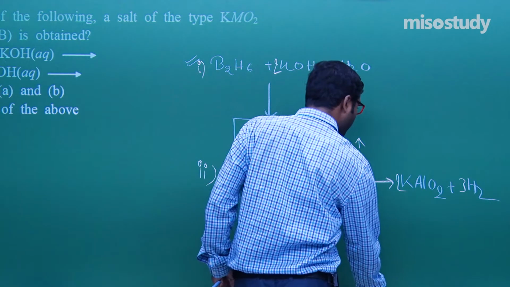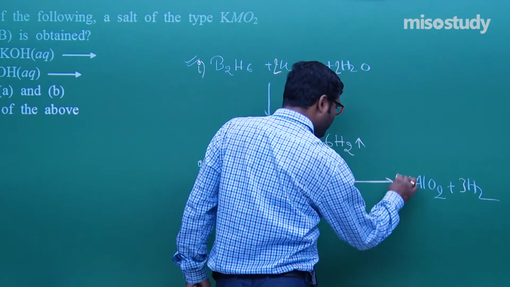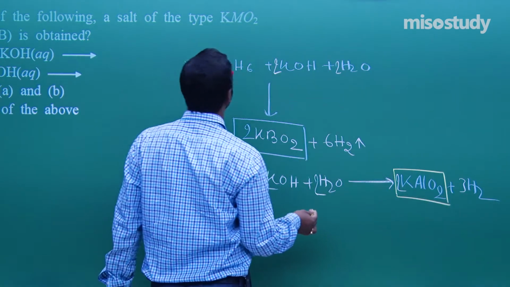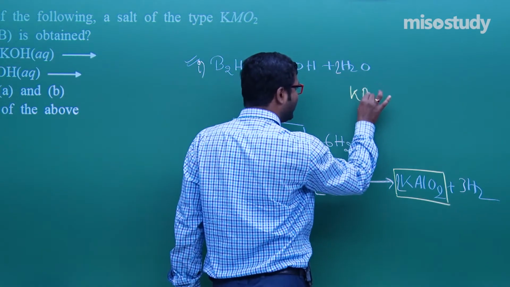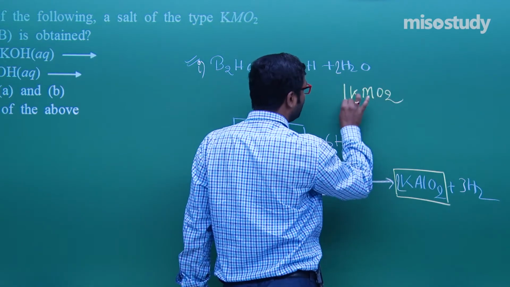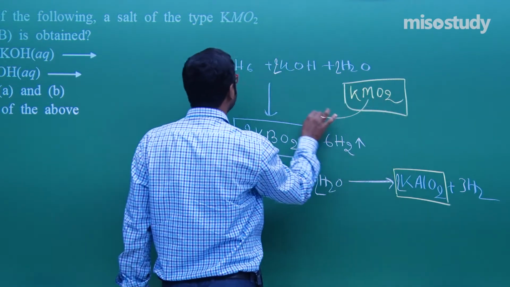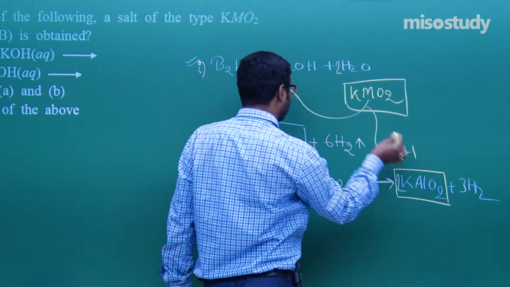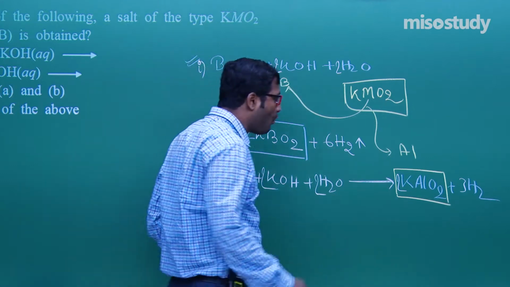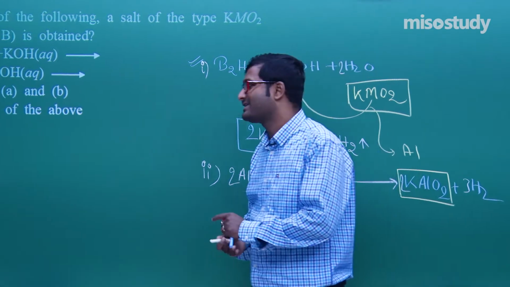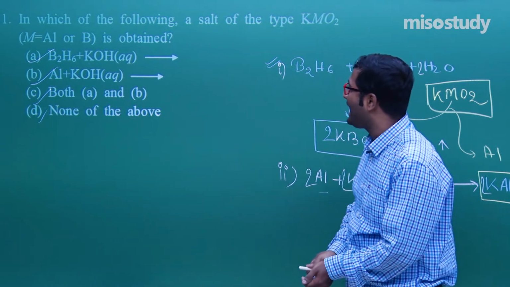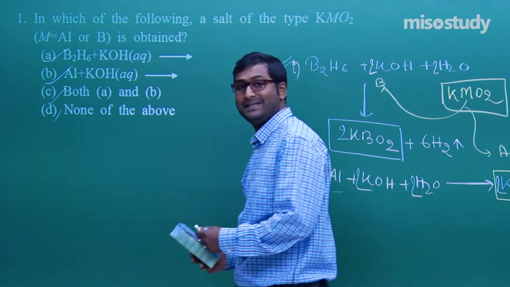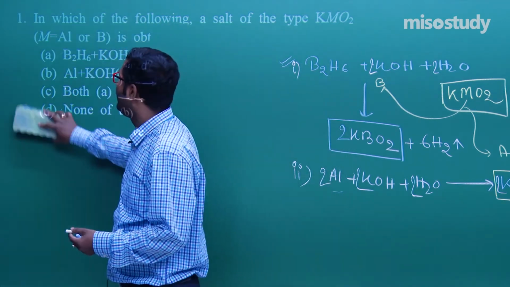Again there is a possibility of the formation of a compound having the structure KMO2, where M is either B or Al. Clear, friend? So what will happen in this case? Sir, the answer is A and B both. So we can tell that C is the correct option for this question.